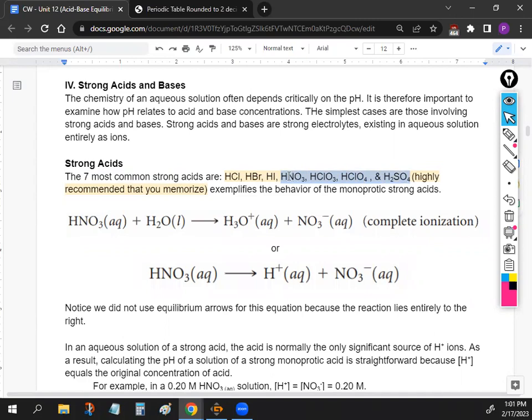I believe these are polyatomics that you're supposed to memorize: NO3, ClO3, ClO4, and SO4 with H2. Again, these are characterized as strong acids because they completely ionize, they break apart completely. So the arrow that we use to describe the reaction is going to be one way. It doesn't go backwards. It's not reversible.